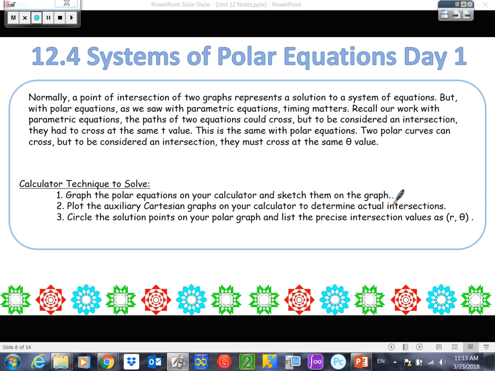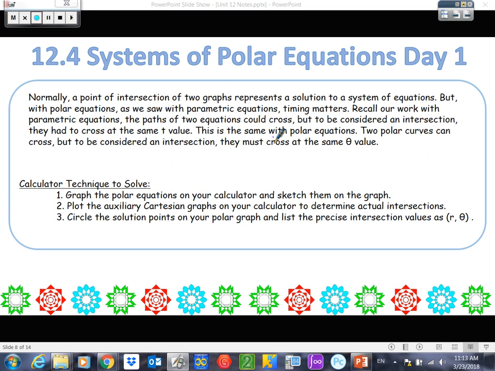Step 2, we're going to plot the auxiliary Cartesian graphs on our calculator. The polar mode of our calculator is kind of nice. It can show us pictures of polar graphs, but it really can't do intersections. To be honest, the reason is they're so complex. Each location on the polar grid can be represented an infinite number of ways, so the calculator's like, no, I'm not even going to try.